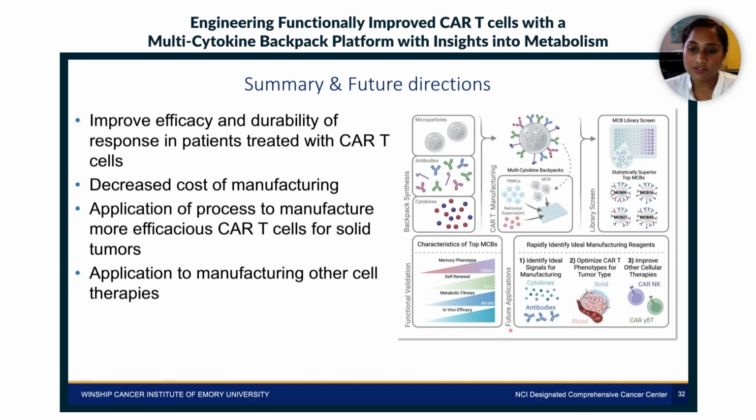We think that this platform can be used for future applications to identify ideal manufacturing reagents and can be modified to address different questions. And so we can identify ideal signals for manufacturing, such as we did here, where we looked at cytokines and antibodies for producing less differentiated CAR T cells, but we could also optimize CAR T cell phenotypes based on the tumor type, such as optimizing them for certain expressions of chemokines or chemokine receptors for solid tumors, and also apply this to improve other types of cellular therapies or improve the ease at which you can manufacture CAR NK cells or CAR gamma delta T cells.